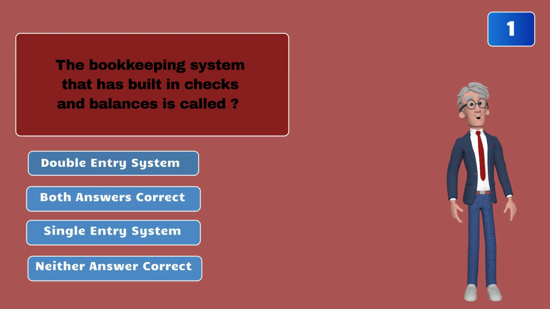The bookkeeping system that has built-in checks and balances is called: double entry system, both answers are correct, single entry system, neither answer is correct.